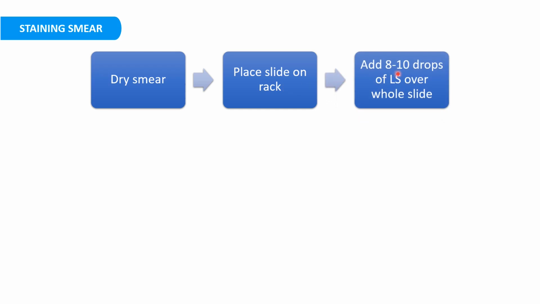Then you have to add 8 to 10 drops of Leishman stain over the whole slide. Need not to count exactly 8 to 10 drops, but at least that much amount of Leishman stain should be given that it covers the whole smear. So you have to cover the whole smear. If it is in 8 to 10 drops, good. If it requires more drops, then it is okay, because this 8 to 10 drops will vary from bottle to bottle. So remember that you have to cover the whole smear, not the slide but the smear. But it should not be less.